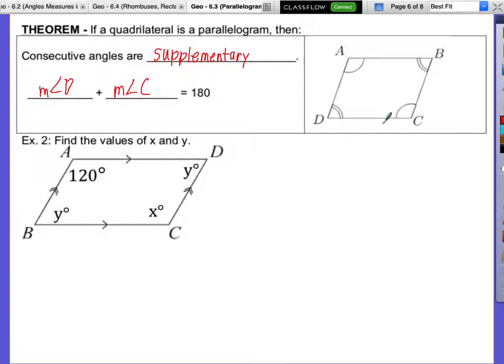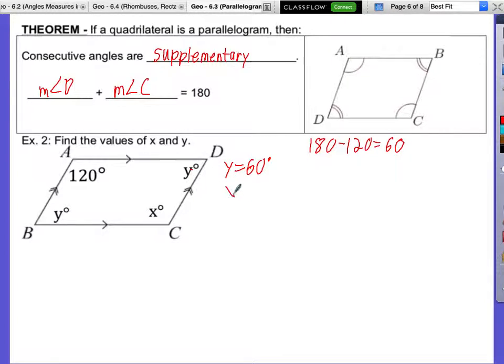Okay, so what would y be? 60. How do we know y would be 60? 120 plus 60 equals 180. These are consecutive angles when they go from A to D or A to B. They're both y. Consecutive angles have to add up to 180, so you can take 180 minus 120 and you get 60.